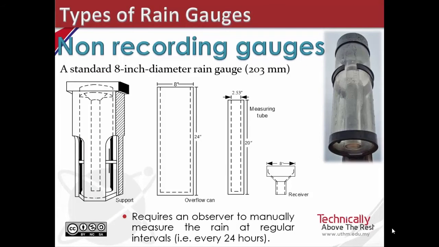A rain gauge is an instrument used to measure how much rain has fallen. There are several different types of rain gauges that are grouped by how they operate: recording rain gauge, non-recording rain gauge, and rain intensity gauge.